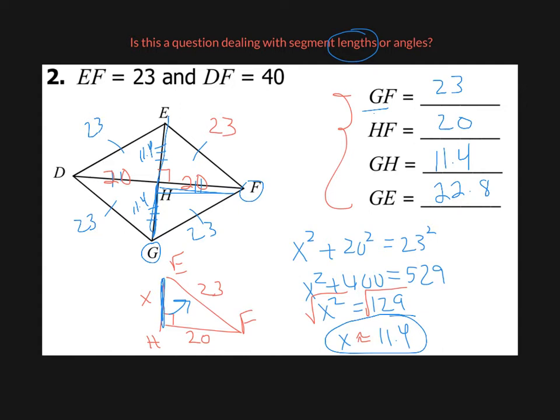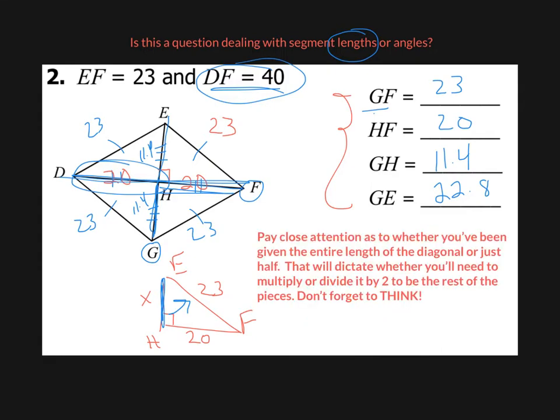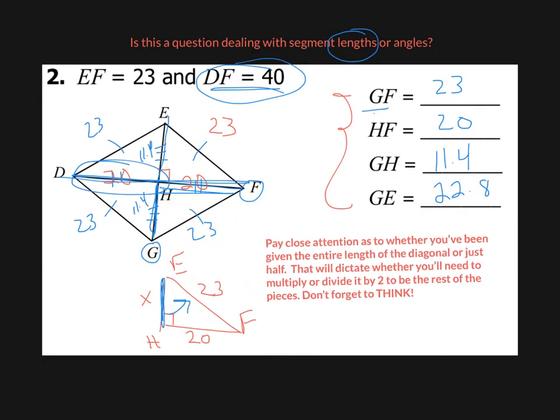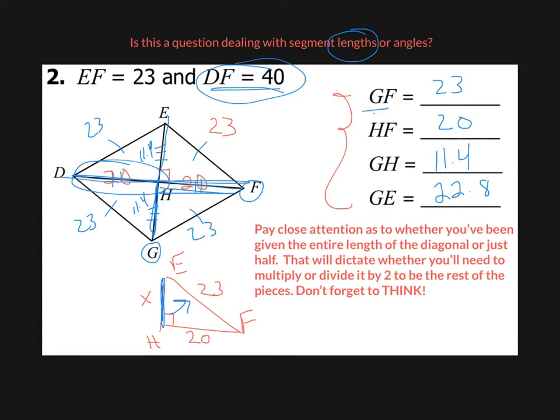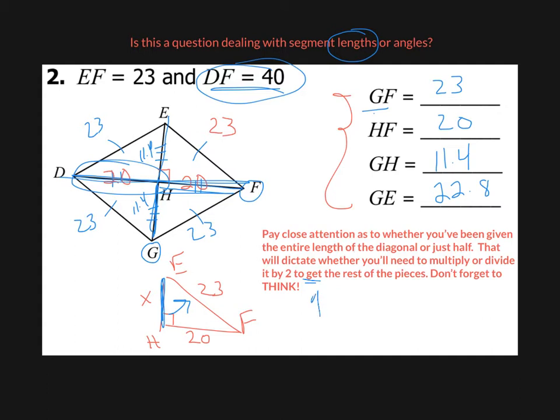And that's about it. Now the key piece is to make sure that you're paying attention to this given piece of information was D all the way to F. Sometimes we're going to give you that whole diagonal, sometimes we're going to give you the half diagonal. So pay attention to what portion of the diagonal you've been given. Sometimes you have to double it, sometimes you have to divide it by 2. Again, pay close attention as to whether you've been given the entire length of the diagonal or just half. That will dictate whether you need to multiply or divide by 2 to get the rest of the pieces.